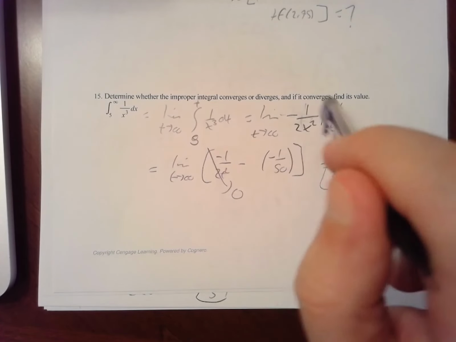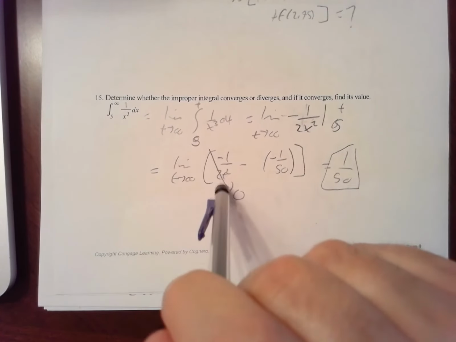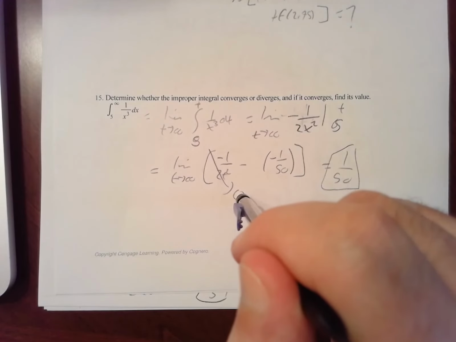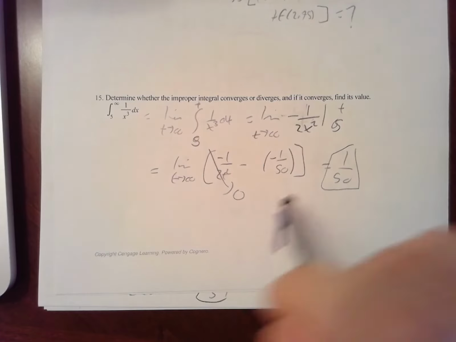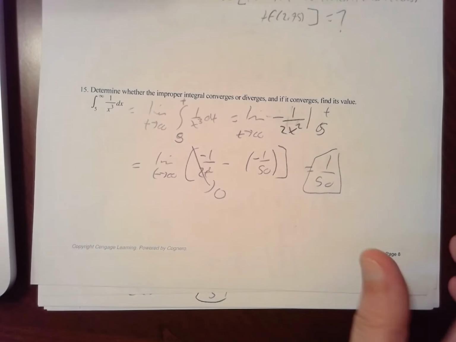So we get this antiderivative. Then we take the limit. 1 over t squared goes to 0 as t goes to infinity. So the answer is just 1 over 50 is what I got.